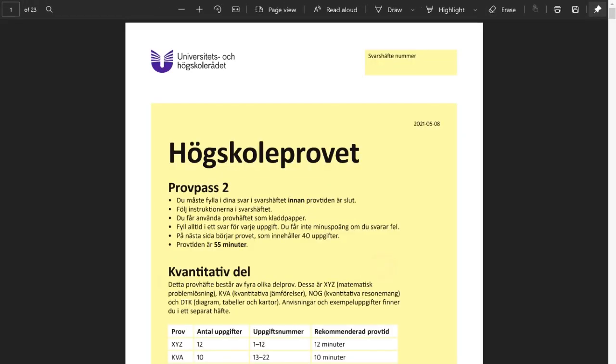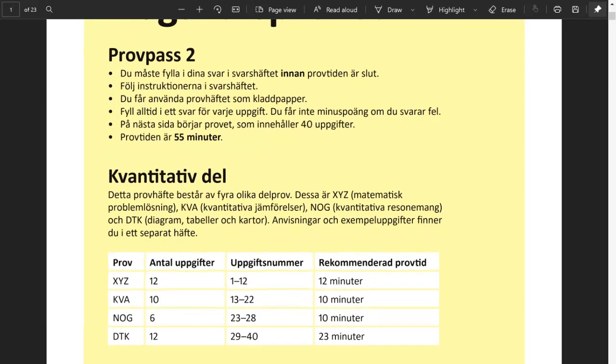And here's the test. It gives you a bit of information. It says the proof time. The test should take you roughly 55 minutes. There's 40 questions, so it doesn't give you much time to think. The first part should take you 12 minutes, so that's roughly 1 minute per question. Today we might take a little longer because we're going to be explaining the concepts.